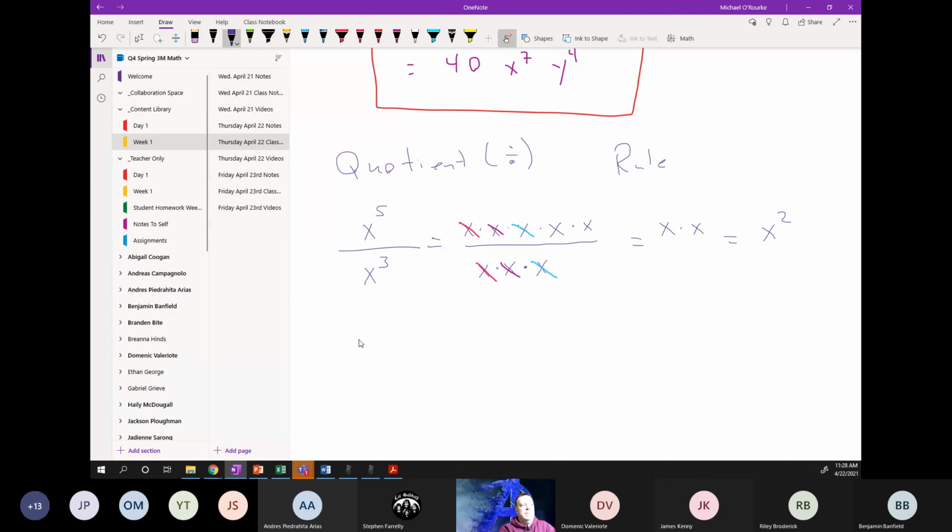Okay. I'll do one more, and then you can tell me what the quick way to do this is. What's the shortcut?